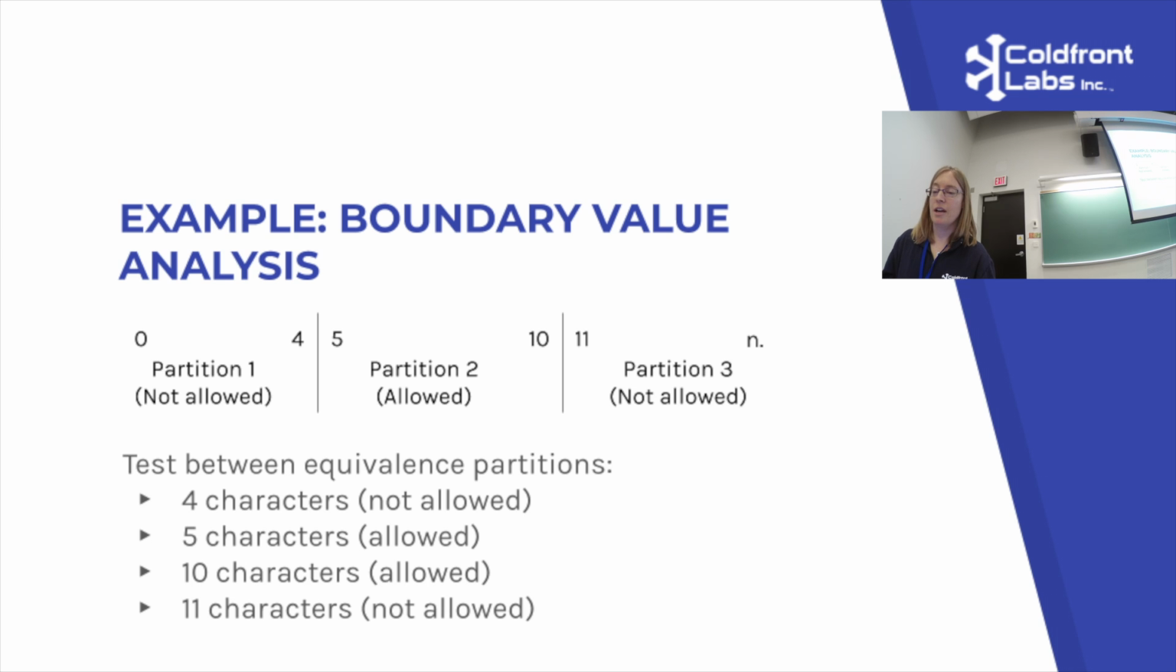The first test that I would run is 4 characters and make sure that that's not allowed, because that's right at the edge of the distinction that's being made in terms of what allowable behavior. The next test I would run would be the 5 characters and make sure that that's allowed. And then again, you test at the next boundary, which would be the 10 and 11 characters.